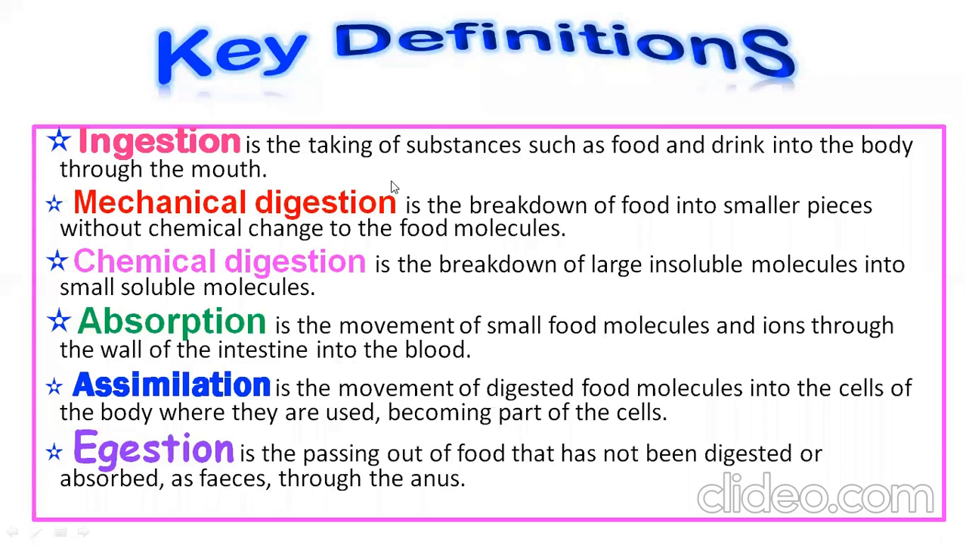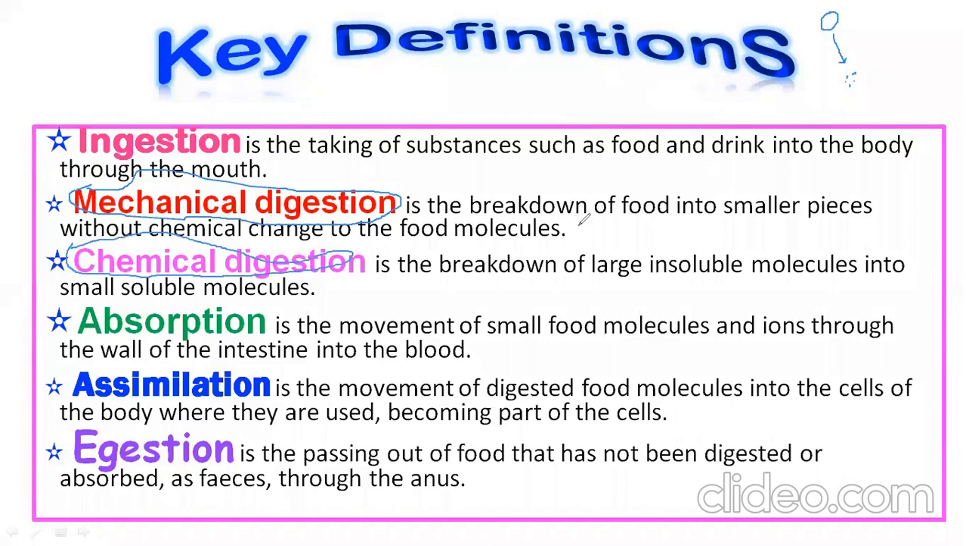Then we have digestion, which I already defined. Digestion is the process in which a large molecule converts into a small soluble molecule, so that it is absorbed from the intestine into your blood easily. Now we have two types of digestion. One is mechanical digestion, and another is chemical digestion.